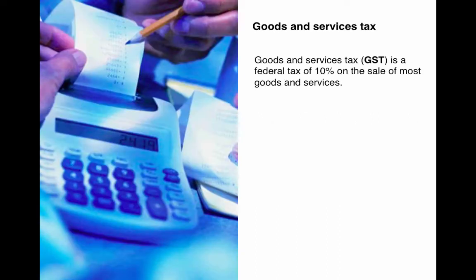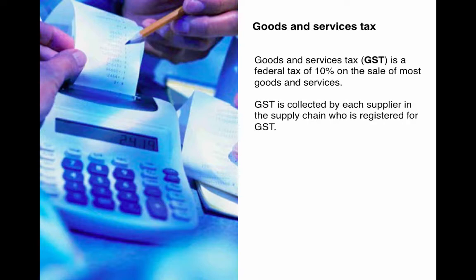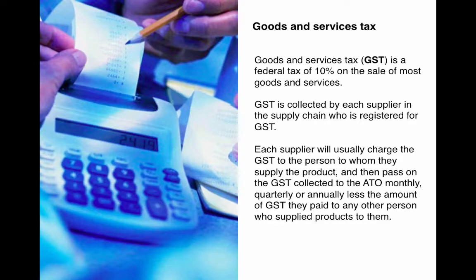GST, or Goods and Services Tax, is a federal tax of 10% on the sale of most goods and services. GST is collected by each supplier in the supply chain who is registered for GST. Each supplier will usually charge the 10% GST to the person to whom they supply the product, and then pass on the GST that they collect to the Australian Taxation Office each month, or quarterly, or annually. However, they are entitled to deduct from this amount any GST that they have paid to the person who supplied products to them.